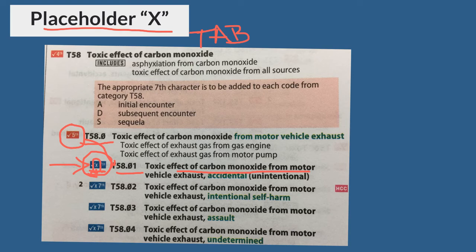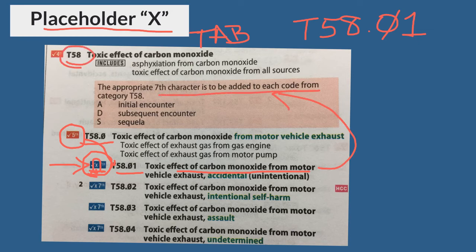So the final code here would be T58.01. Here we have 5 characters. We need to pull in the 7th character from our category. 7th character, let's go with initial encounter again. But here we only have 5 characters. We need a 6th character, placeholder X, so that we are able to put the A in the appropriate position as the 7th character. 1, 2, 3, 4, 5, 6, 7.